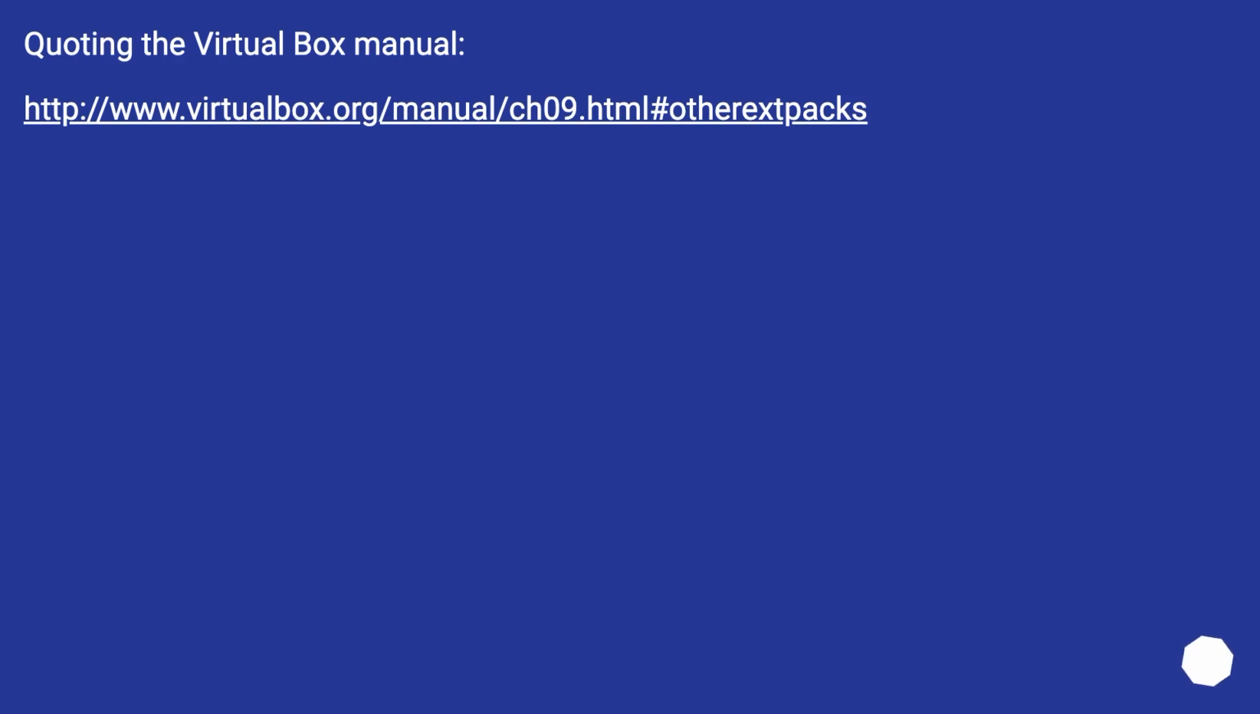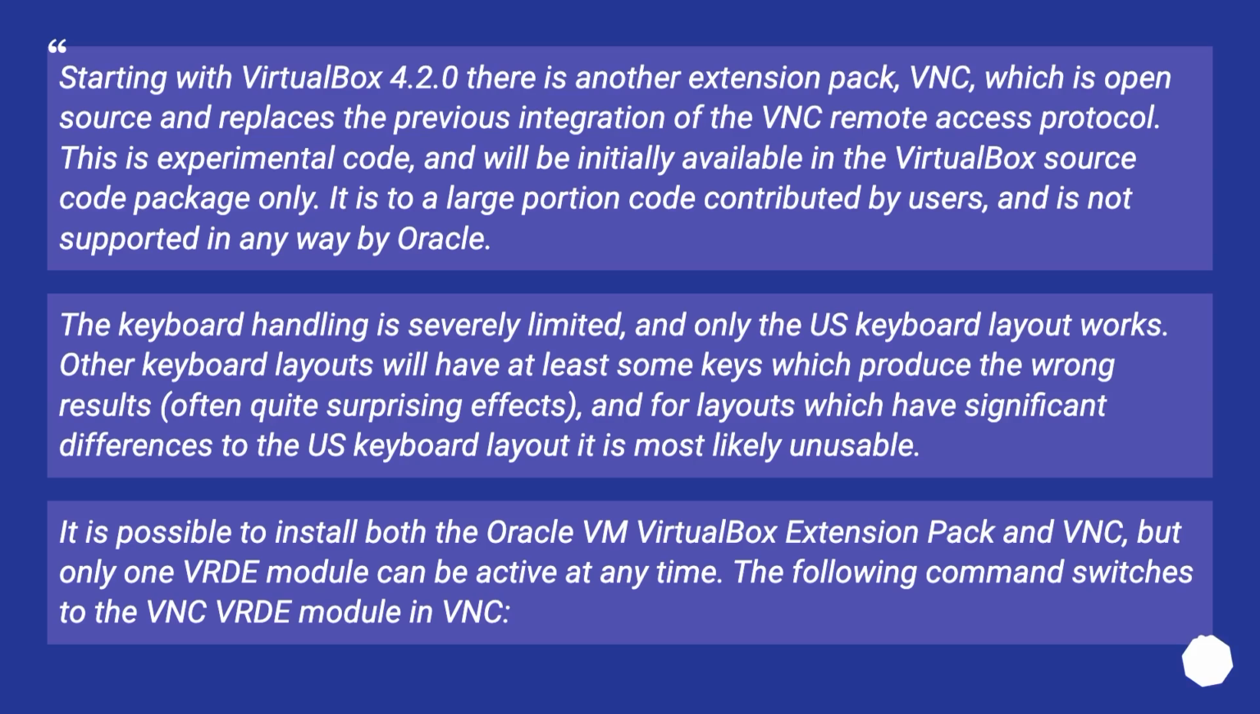Quoting the VirtualBox manual. This URL. Starting with VirtualBox 4.2.0 there is another extension pack, VNC, which is open source and replaces the previous integration of the VNC Remote Access Protocol. This is experimental code, and will be initially available in the VirtualBox source code package only. It is to a large portion code contributed by users, and is not supported in any way by Oracle.